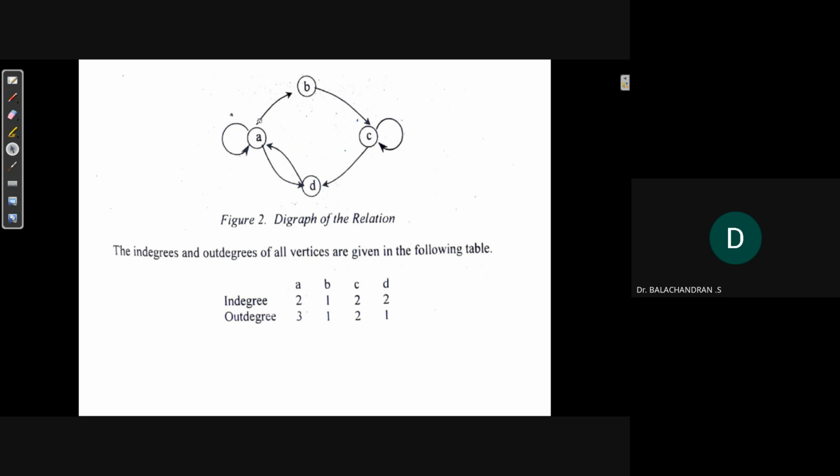Okay, so 2 and self loop 1 plus 3. And out degree for B, out degree is only 1. It is leaving from B. Out degree for C is what? Which one leaves from C? This one. This one also, self loop, 1 plus 1, 2. Out degree for D is only 1. So this way you can write in degrees and out degrees.